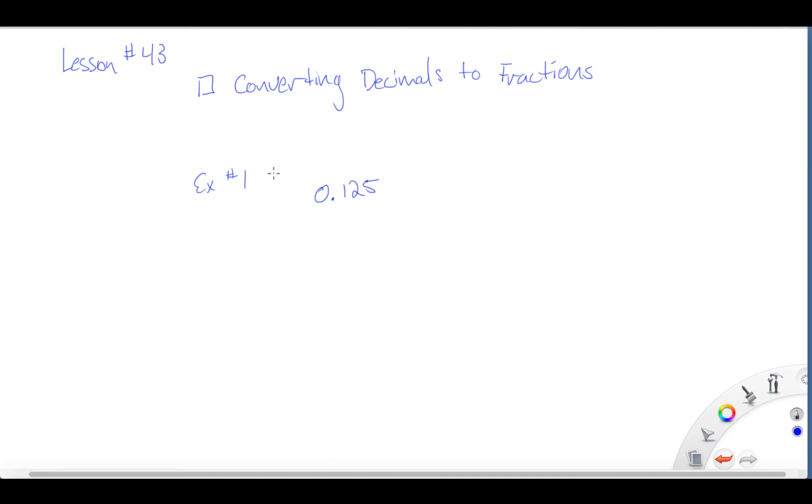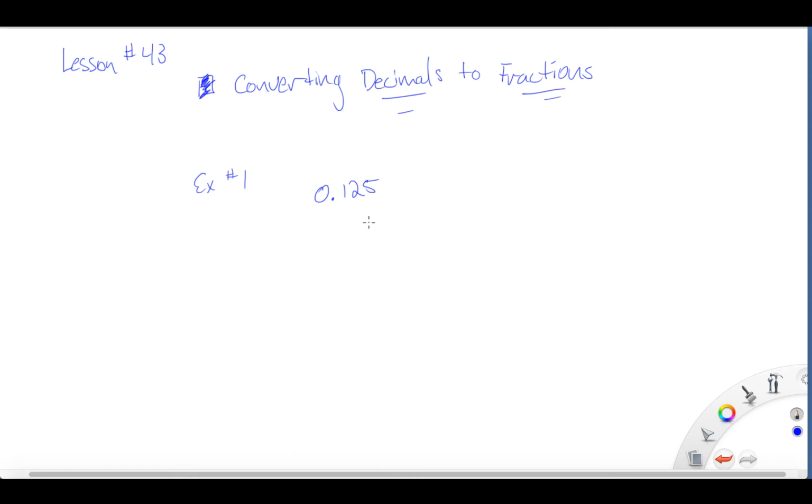This is Algebra Course 2, and we are on Lesson 43. Lesson 43 gives us this challenge of converting a decimal to a fraction and vice versa, and then a fraction to a decimal.